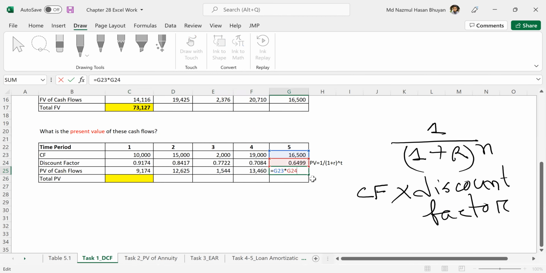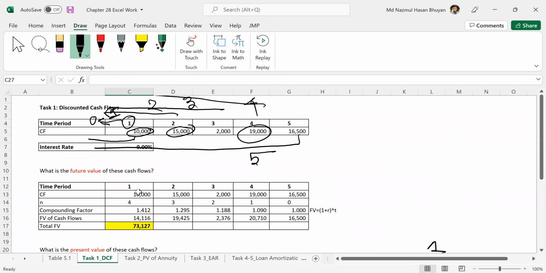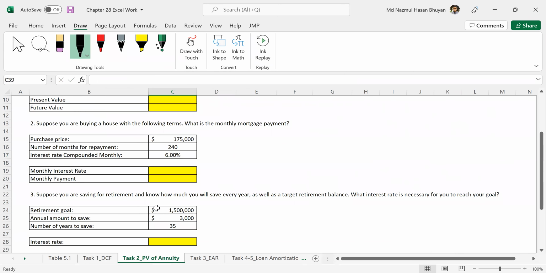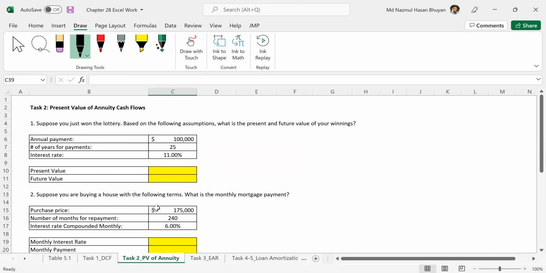So now we know present value of our individual cash flows. Now let us calculate our total present value. Present value of all of these cash flows right now is 47,528. All right. Now let's move on to our next Excel sheet.